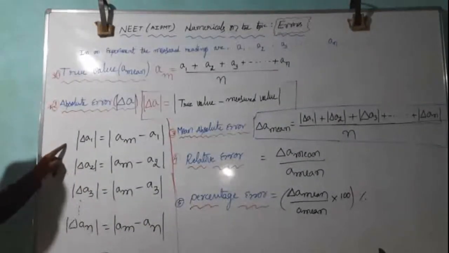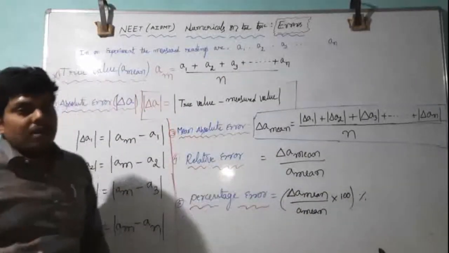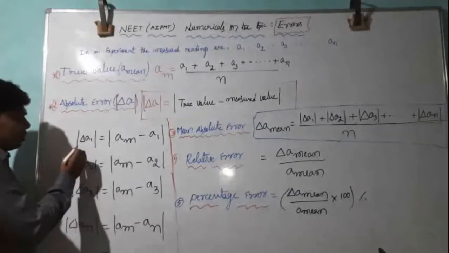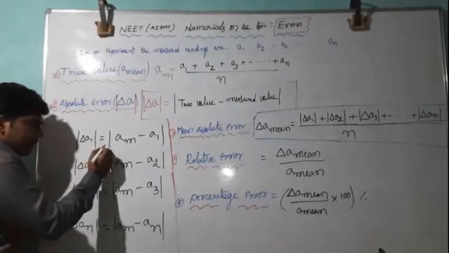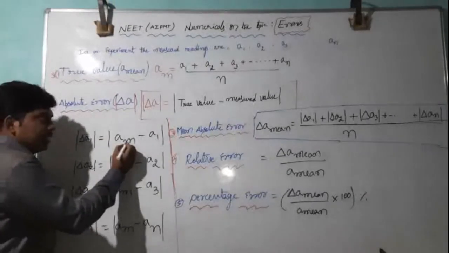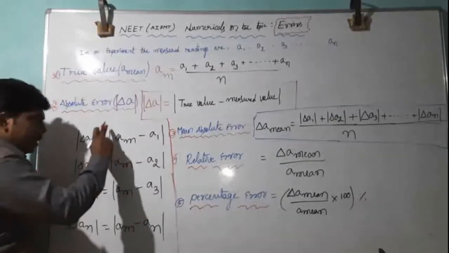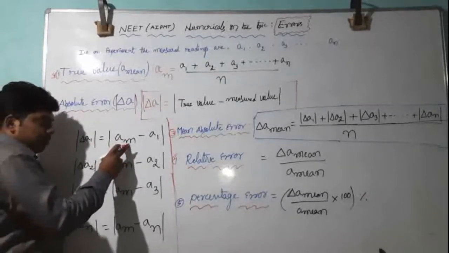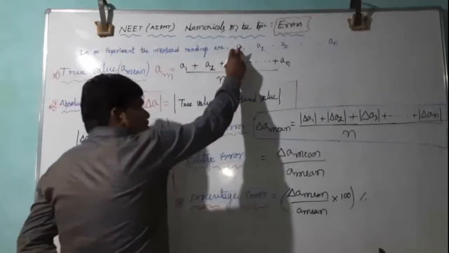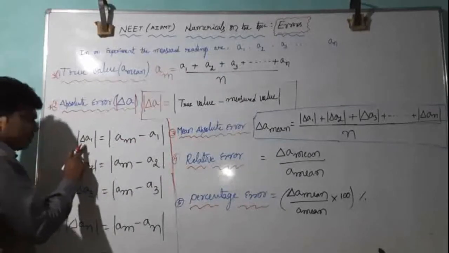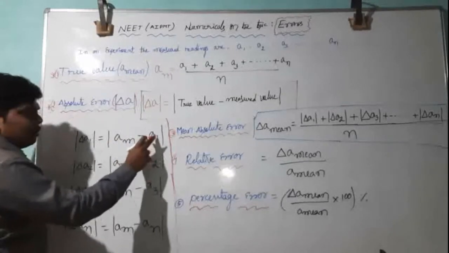Next one, that is... Here, if you have taken n number of readings, there will be n number of absolute errors. How to find out that absolute error? I have already given the formula here. The first absolute error can be calculated by using A_M, which is the true value only, or else I will call it the mean value. Magnitude of the mean value minus A1. A1 is what? The first measured value. So the first absolute error equals the mean value minus the first measured value, or first reading.